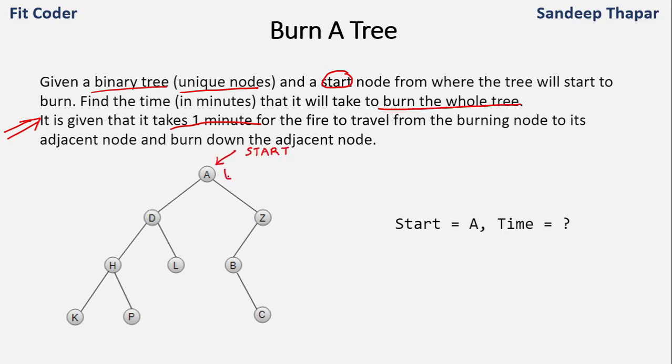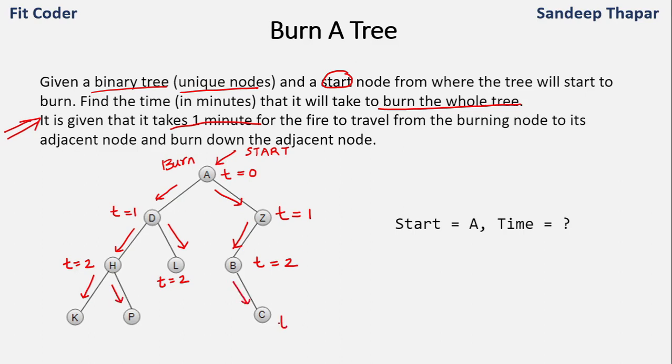So at t equal to 0, we burn this node. So at t equal to 1, both the adjacent nodes of A will be burned down. Now the fire will reach the adjacent nodes of D and Z. So at t equal to 2, these three nodes H, L and B will be burned down. And then fire will propagate to the adjacent nodes. So at t equal to 3, the nodes K, P and C will be burned down. So if we start the fire at A, it will take 3 minutes to burn down the entire tree.